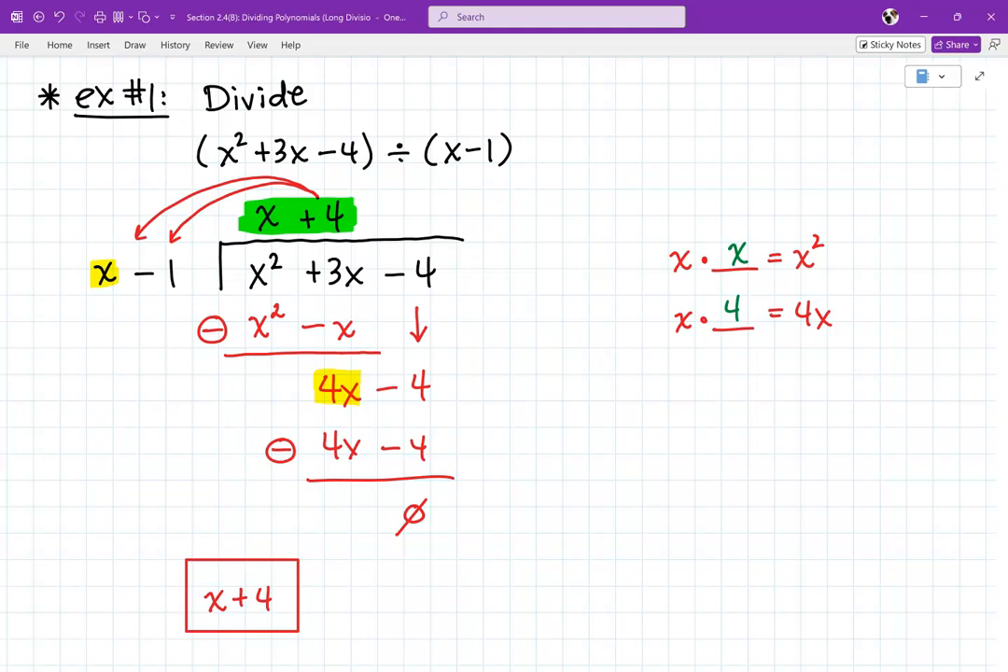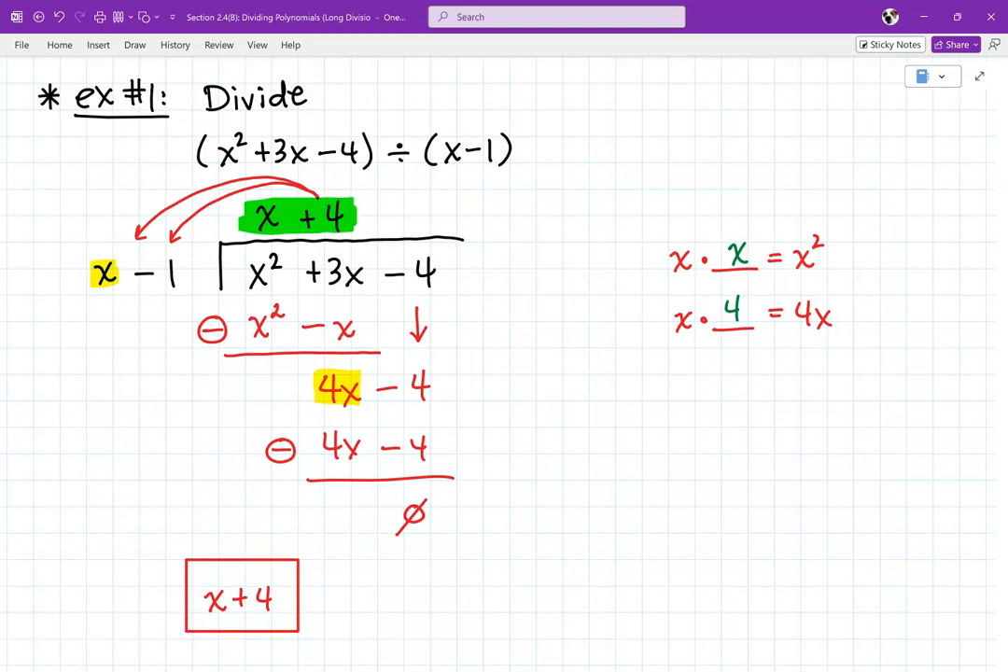And now I focus on my firsts again. So x and 4x. So I said, x times what is 4x? Well, x times 4. So I get that 4. I put it up on top. The 4 multiplies the terms in the front. I get 4x minus 4. I subtract. I get no remainder.